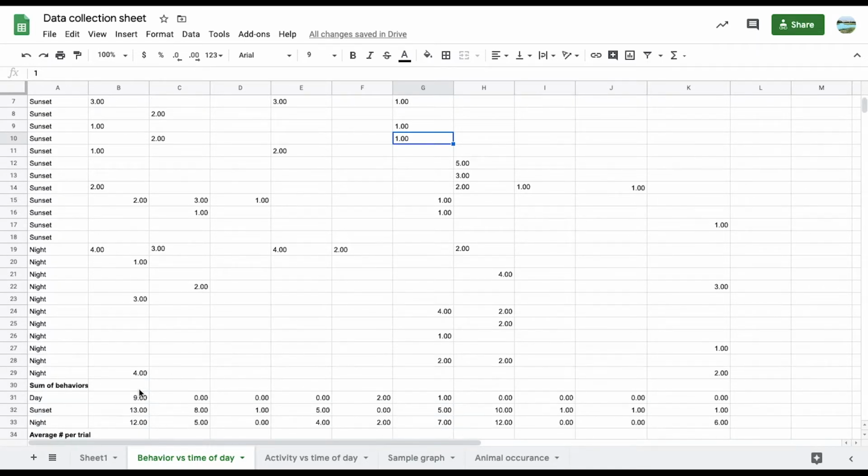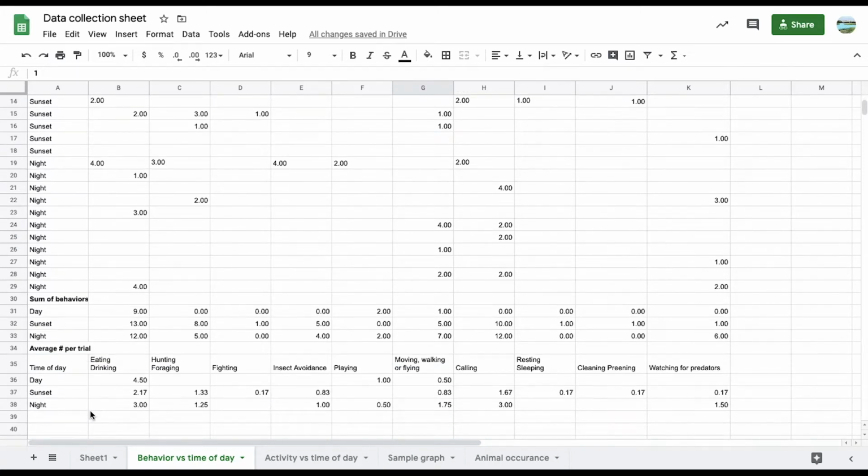Right here, I added up how many times I saw each of these behaviors during the day, the sunset, and at night. The next thing I did was I divided this number by the number of trials, how many times I watched animal behavior during the day, sunset, or nighttime. I have this right below here. As you can see, I saw eating and drinking the most during the day.